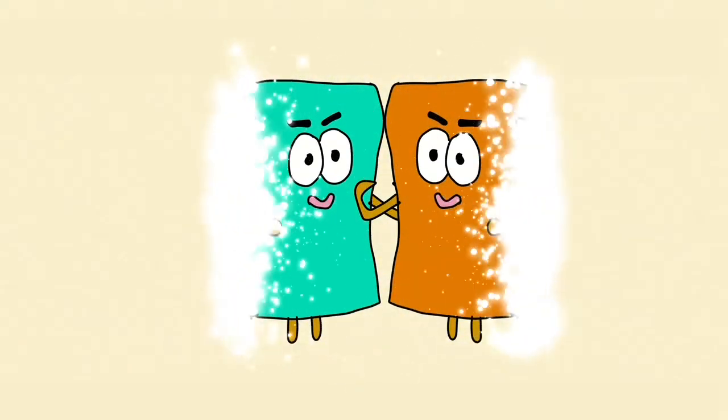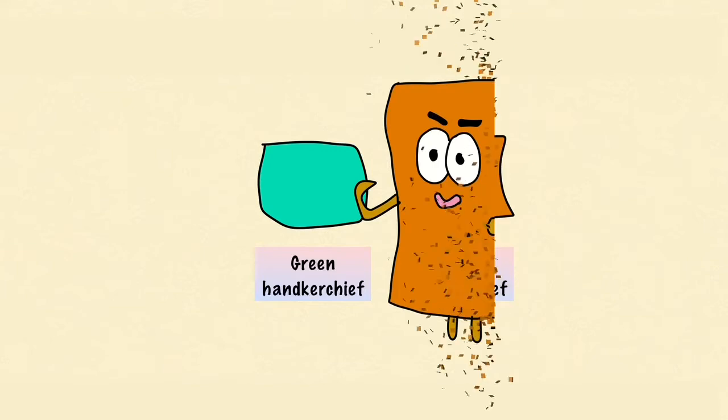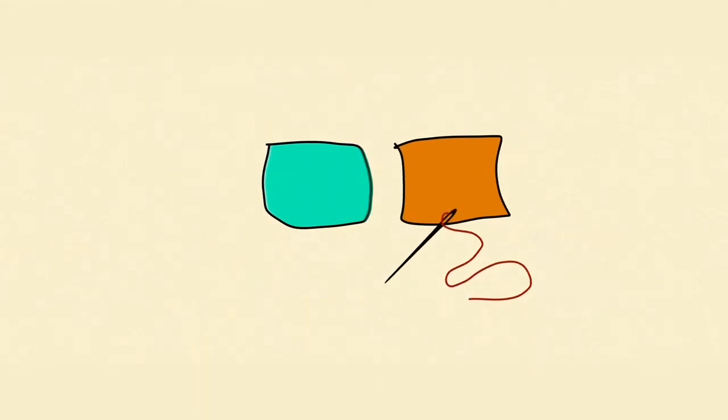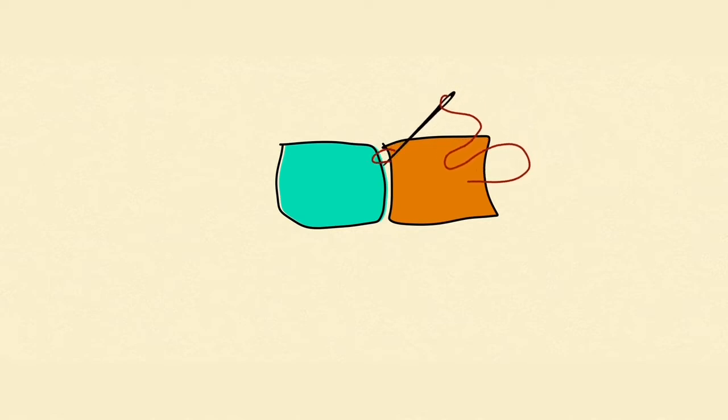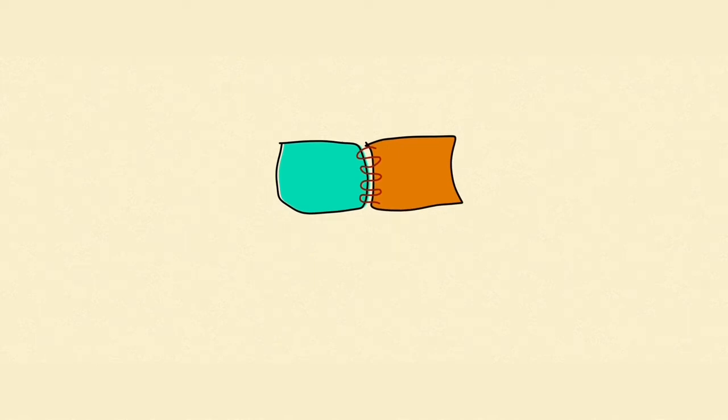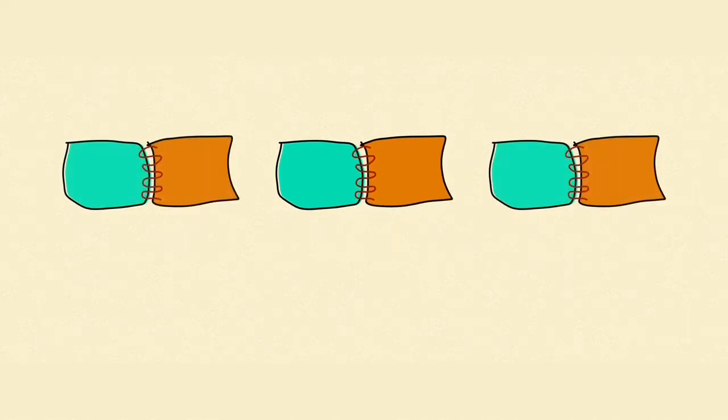There are two different handkerchiefs, colored green and orange. We are given a sewing needle and red thread to sew the green handkerchief to the orange one. After sewing, we now have a pair of handkerchiefs. Imagine, now you have the same three pairs of handkerchiefs.